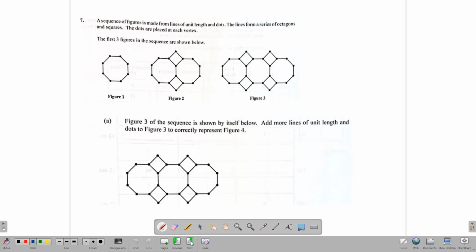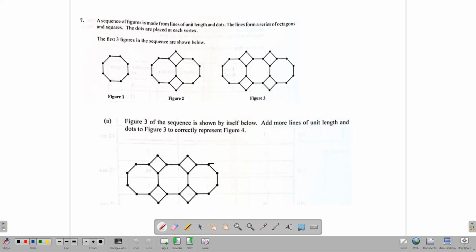All right, moving on to the next one. The next one is a pattern and sequence question. And here, as usual, we are given a pattern, a figure, the second figure, the third figure. And what we want to do is to create the other figure in the diagram and add more lines of unit length and dots to figure 3 to get figure 4. So notice that here you add the diamond there and then complete the rest of the octagon.